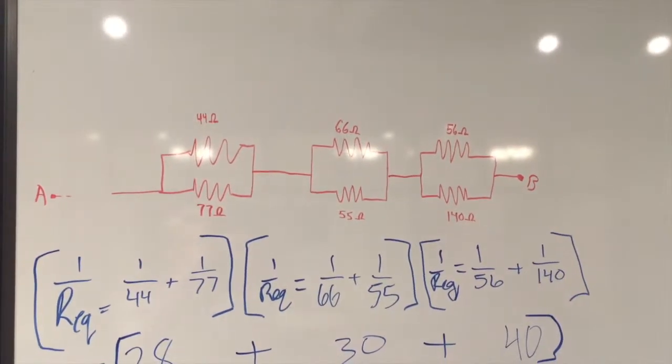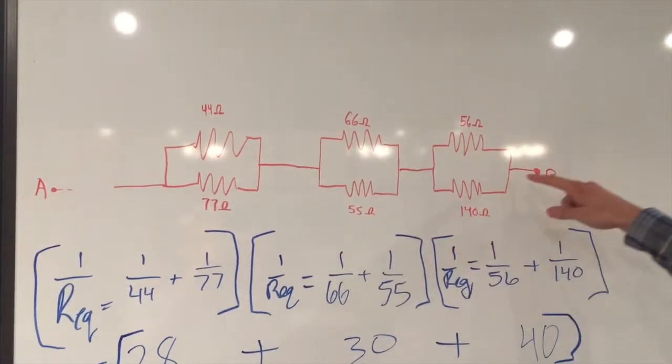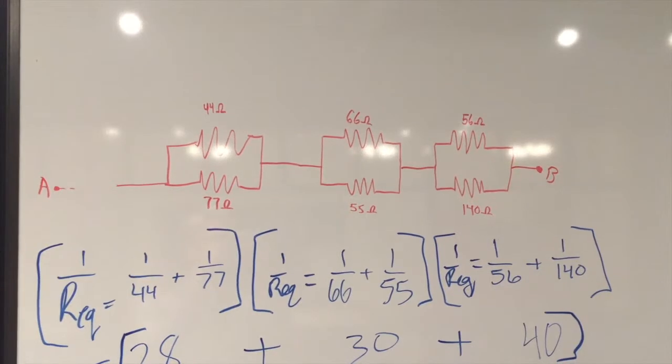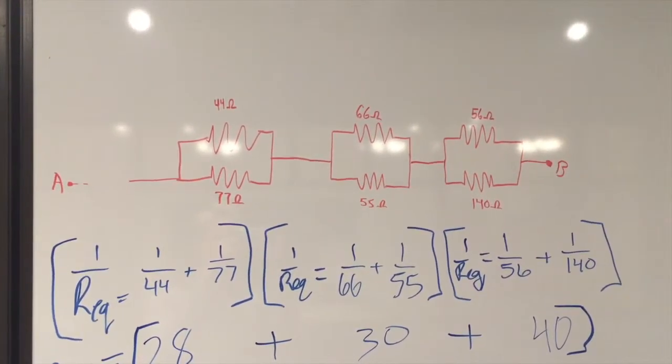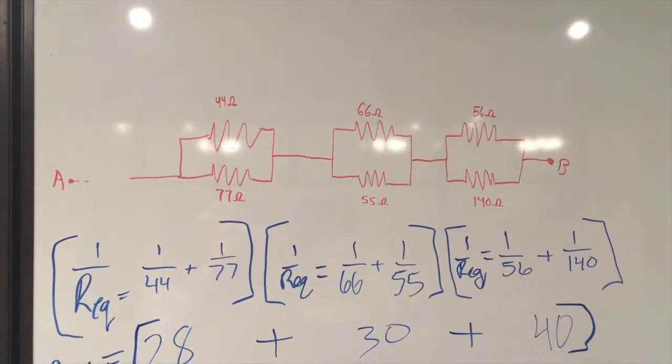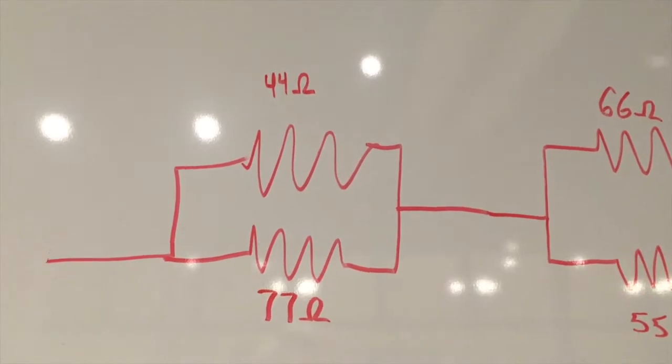Alright, so we simplified the original circuit to make it look better. So it's basically 3 parallel circuits in series, and then the next step is to find the equivalent resistance of the whole circuit. Alright, so now to find the equivalent resistance, you take the equivalent resistance of each parallel circuit.